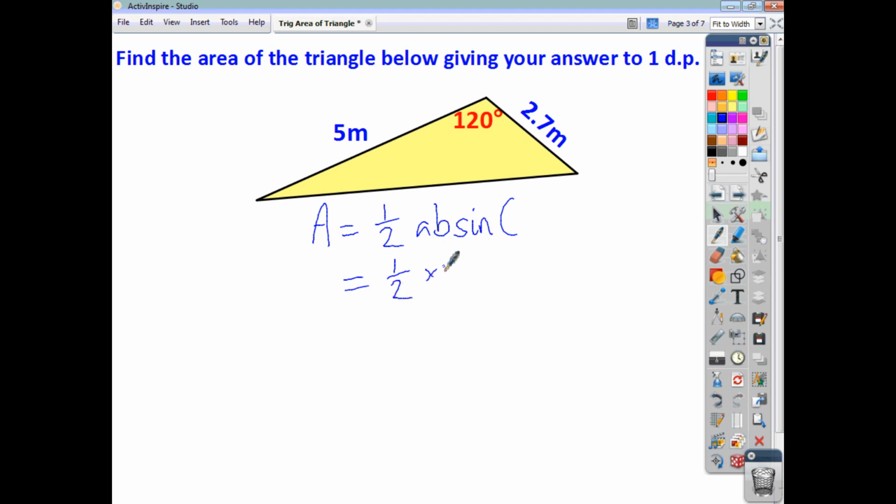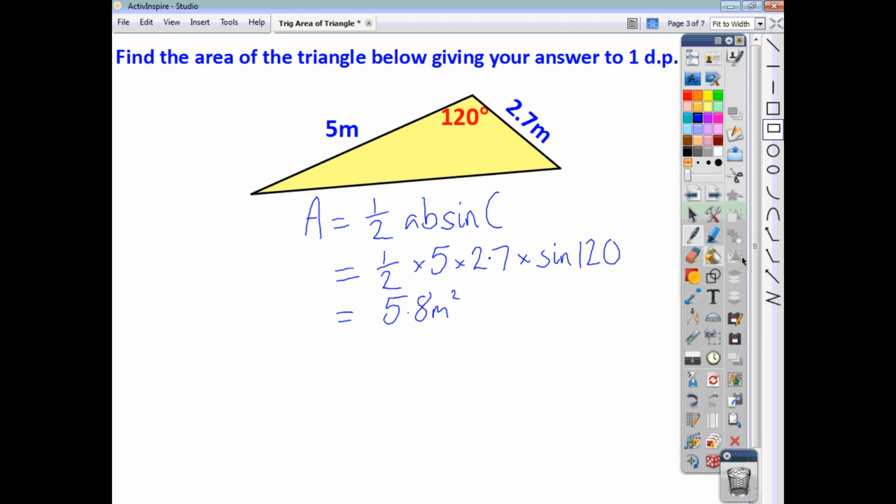So this is going to be a half times 5 times 2.7 times sine of 120. You work all that out, giving your answer to one decimal place, and you end up with an answer of 5.8 meters squared. Remember, in any trig question, to have the formula, working, answer, and units.